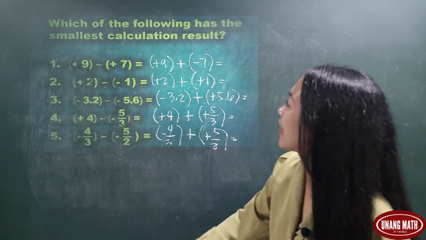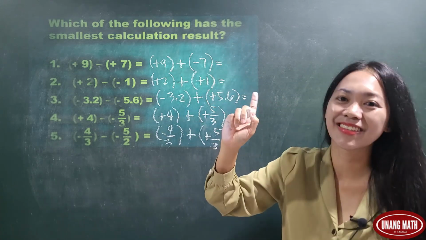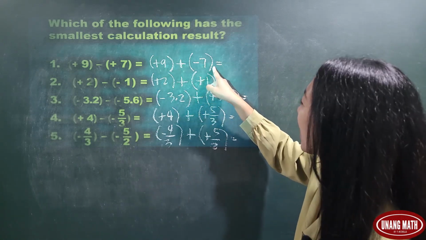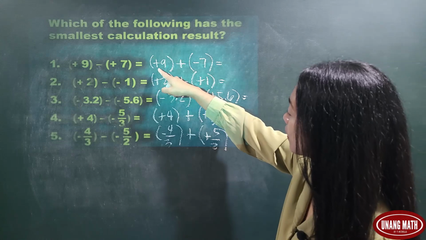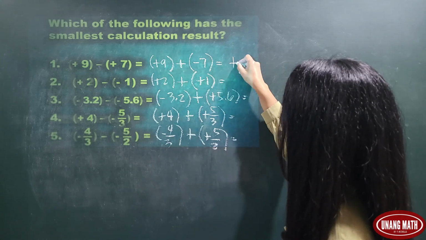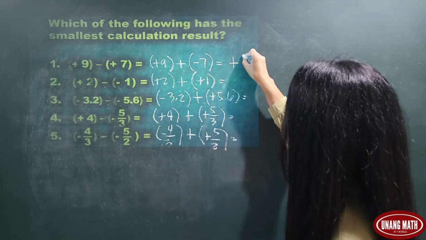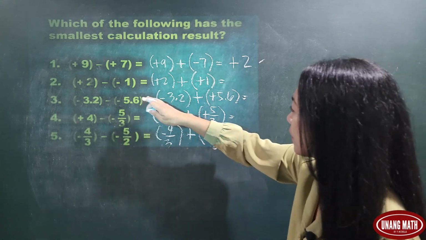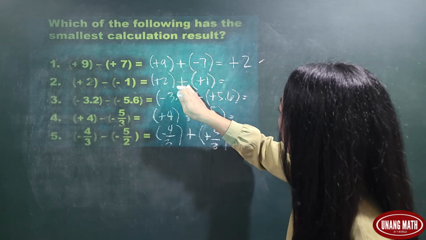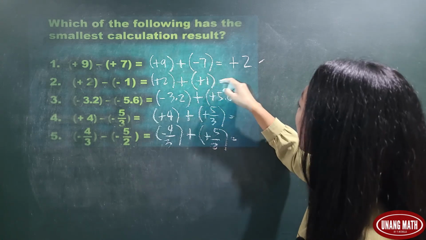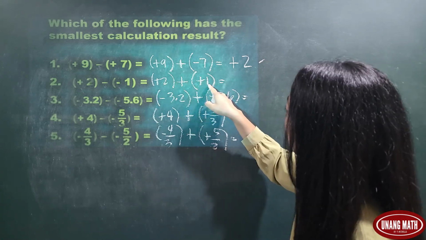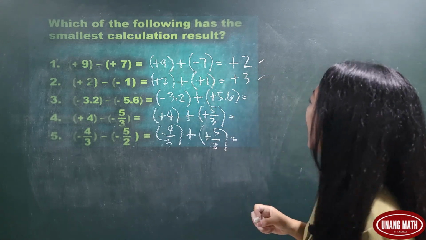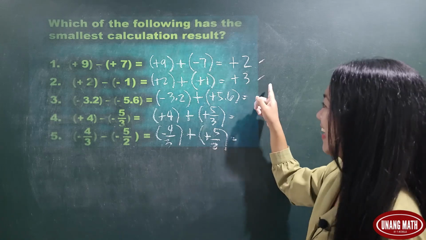Okay, so let's find out which of the following has the smallest calculation result. Positive 9 plus negative 7. Follow the sign of the larger number, positive. Get the difference, 9 minus 7, 2. So the answer here is positive 2. How about number 2? Positive 2 plus positive 1. Add the two numbers, 2 plus 1, 3, and then copy the positive sign. So the answer is positive 3.